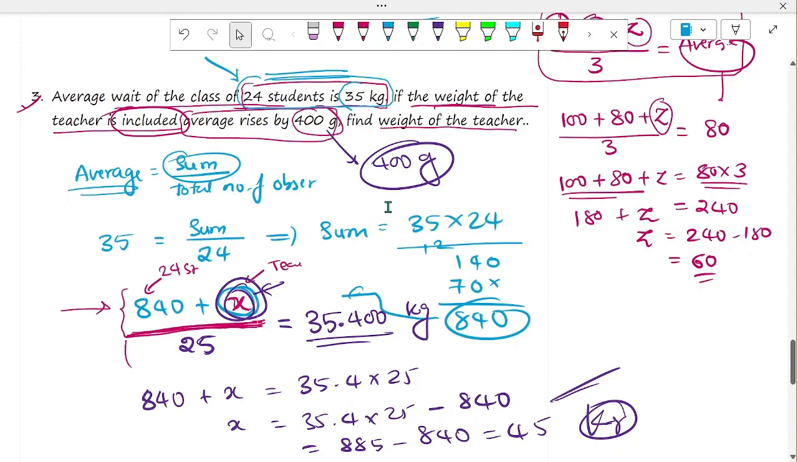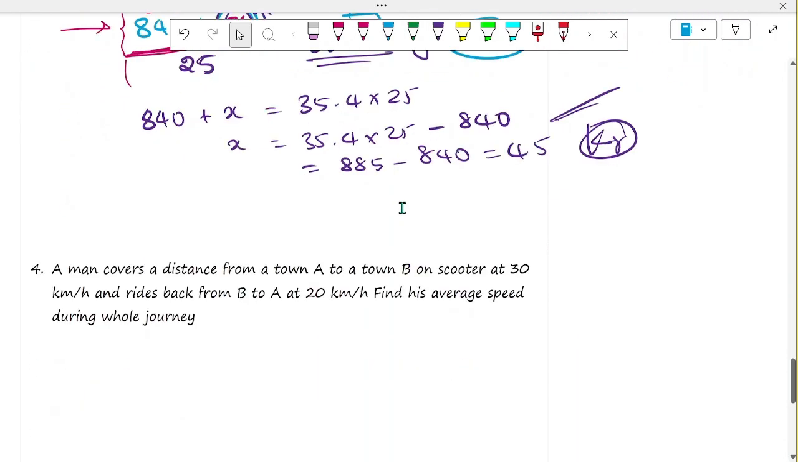I'll just try to give you another question. We'll solve another question of this type, and then we'll finish the class. Okay, we'll take a question here.